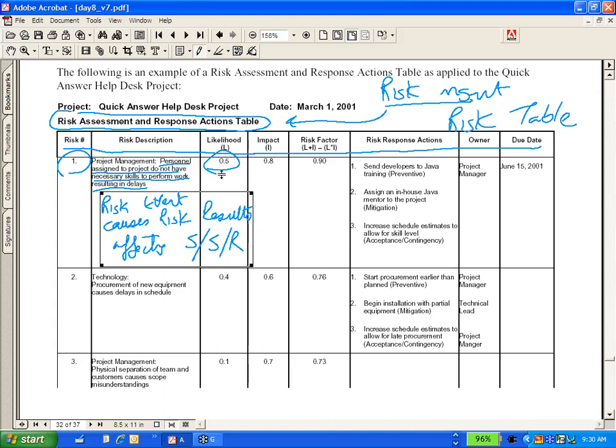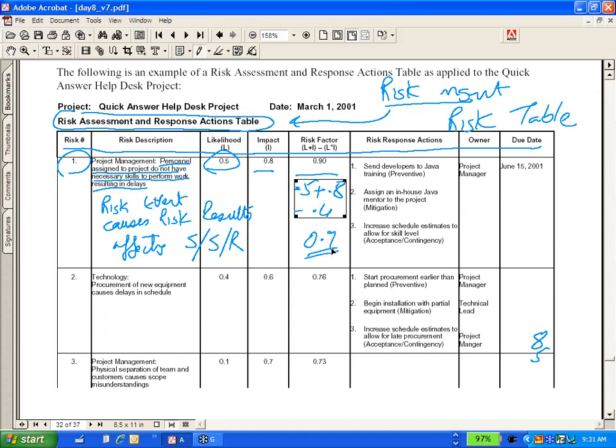The likelihood of this happening in this project, the help desk project, is 0.5, impact is 0.8, and risk factor is 0.5 plus 0.8 minus 0.5 times 0.8. 8 5s are 40, so that's 0.4. So we're left with 0.9. So risk factor is 0.9.